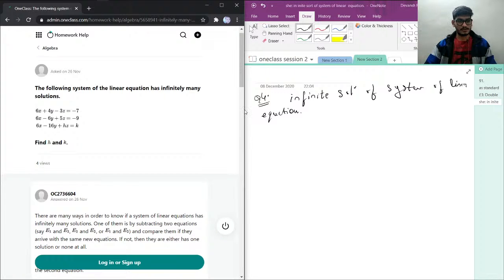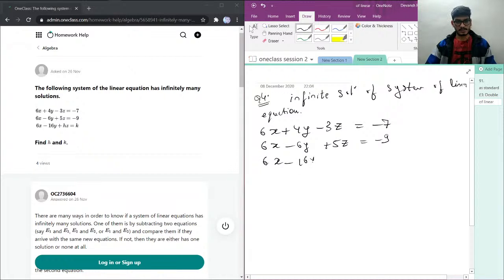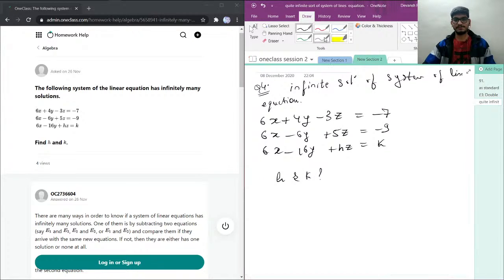Let's look at those equations. The equations are 6x plus 4y minus 3z equals negative 7. Then 6x minus 6y plus 5z equals negative 9. 6x minus 16y plus hz equals k, and we need to find the value of h and k so that these three equations have infinite solutions.